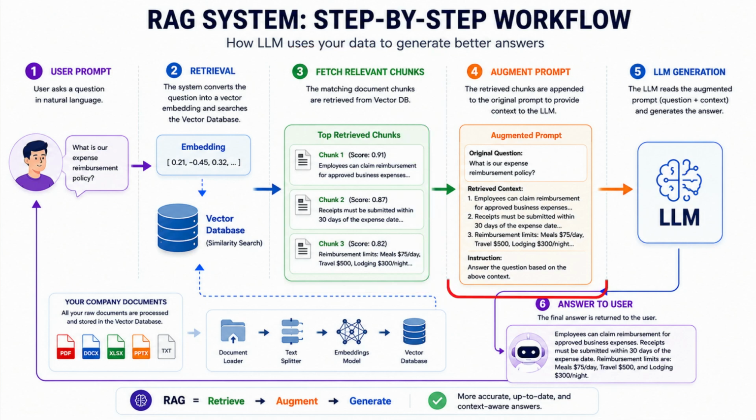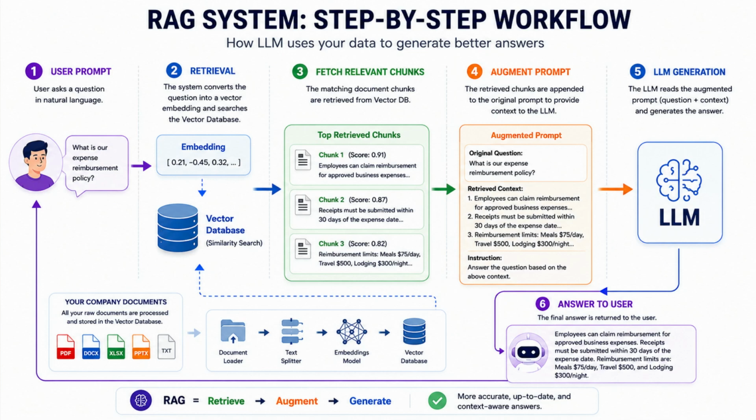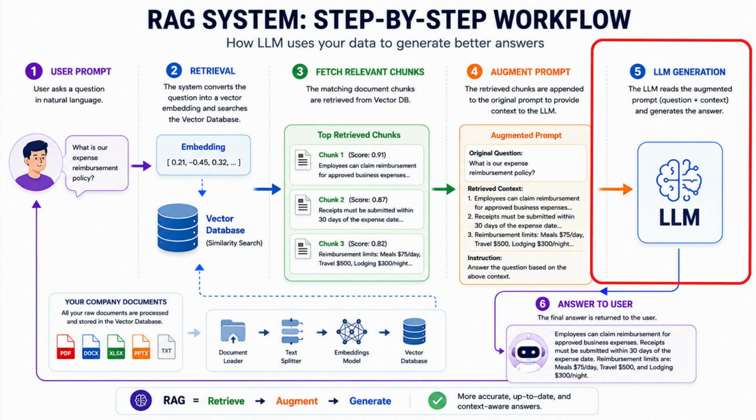Step 4, augment prompt. Next, these retrieved chunks are attached to the user's original question. So instead of sending only the question to the LLM, we now send both the question and the relevant context. This process is called prompt augmentation. Step 5, LLM generation. Now the LLM receives everything it needs. It reads the user's question along with the retrieved document chunks and generates an answer based on that context. So the answer comes from your company's knowledge, not just from what the model learned during training.